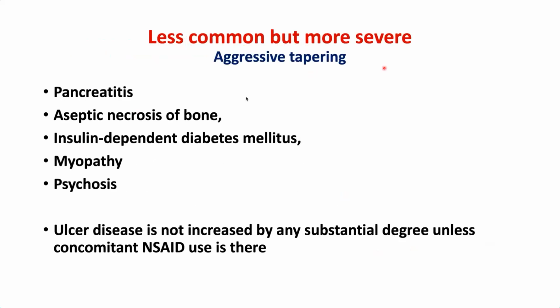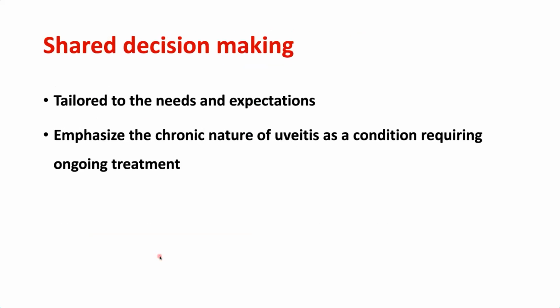Less common, but to be kept in mind, are pain abdomen because of pancreatitis, aseptic necrosis of bone, worsening of diabetes, myopathy, and psychosis. I've already told you, ulcer disease is not very common if you only use corticosteroids unless they are concomitantly being given NSAIDs also. Shared decision making has to be there. The question that is often asked and probably is going to come during discussion is, for how long do we treat? When do we really stop?